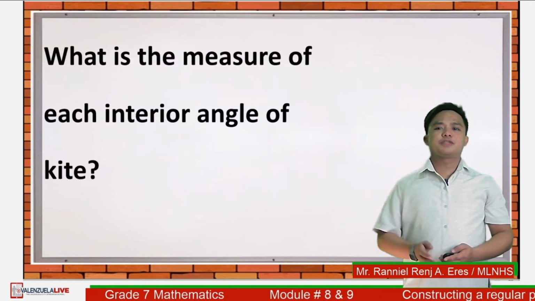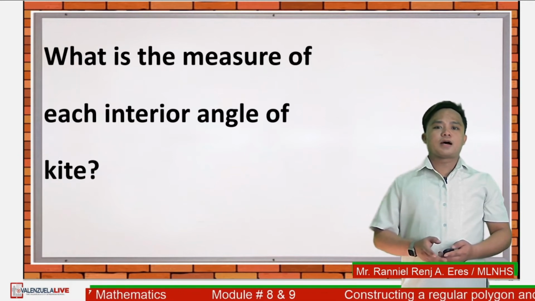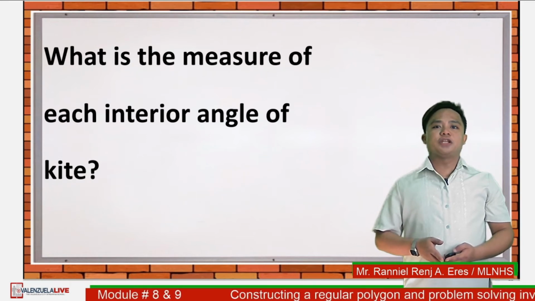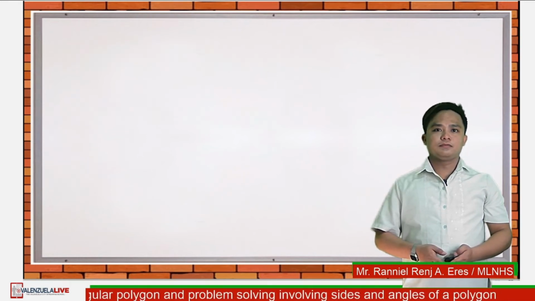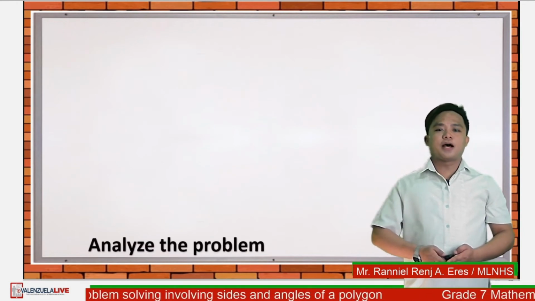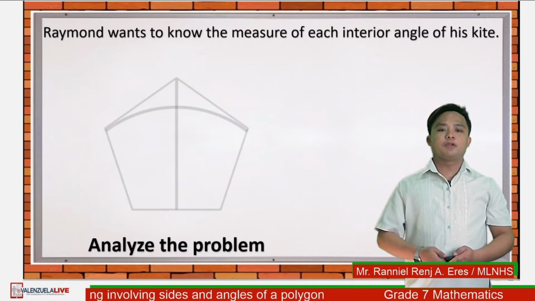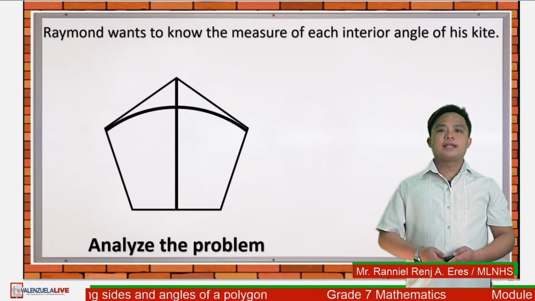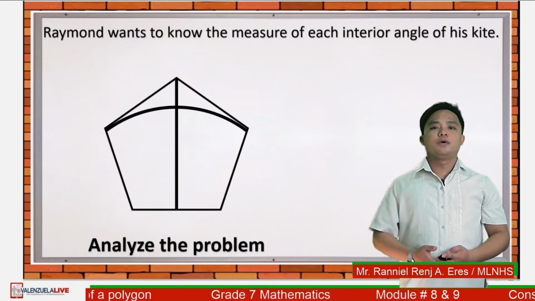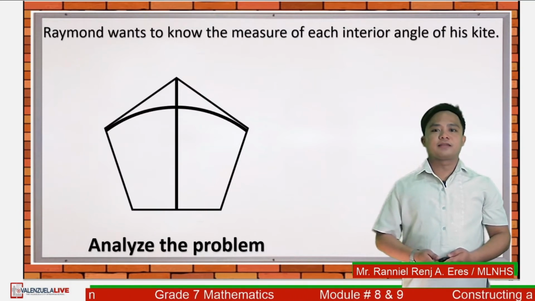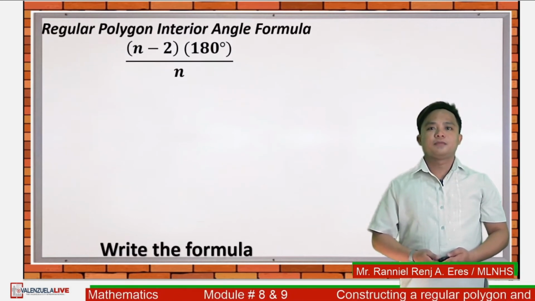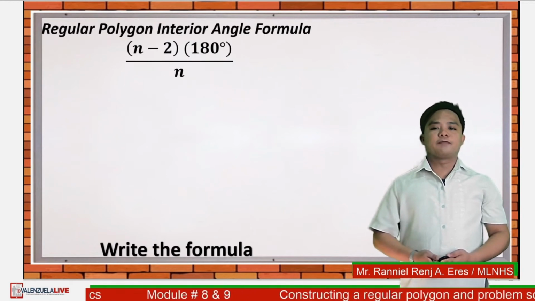Now let's answer this problem using the steps that we have, which is the awit. What is the measure of each interior angle of the kite? So this is the pattern of Raymond's kite. To be able to help Raymond, we should analyze the problem. Again, Raymond wants to know the measure of each interior angle of his kite. So let us use this formula, the regular polygon interior angle formula.